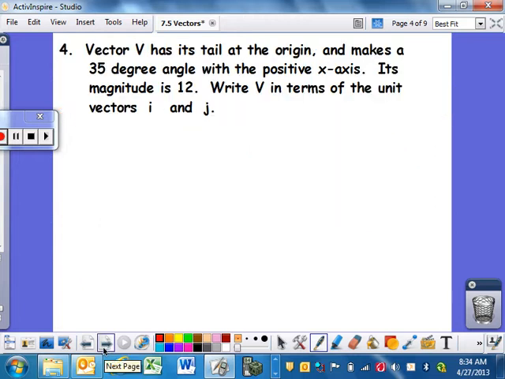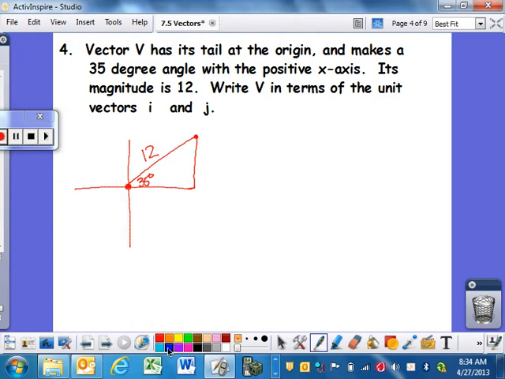Not too difficult, because it's just referring to the distance, and we all have dealt with the distance formula before. This is a problem that's very similar to what we did in chapter 2, actually. A vector v has a tail at the origin, so it's starting at the origin, makes a 35-degree angle with the positive x-axis. Its magnitude, so that's beginning to end, that distance, is 12. Write v in terms of unit vectors i and j.